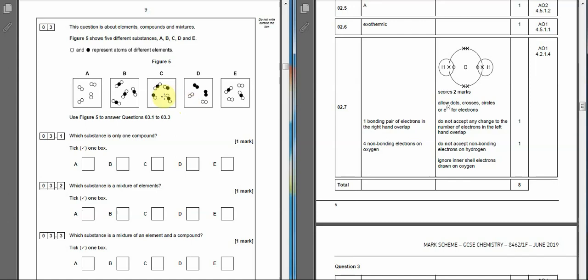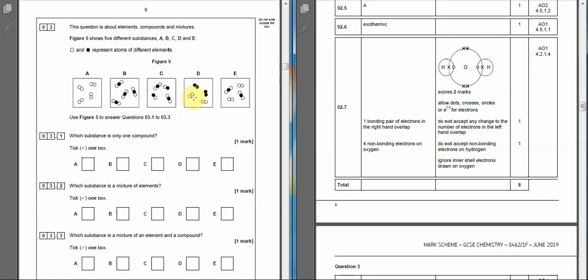So let's just go through what these diagrams are. There, I've got only one type of thing, that's an element. There, I've got 2 different things joined to make a compound. Here I've got the same compound and another compound as well, so that's a mixture of compounds.